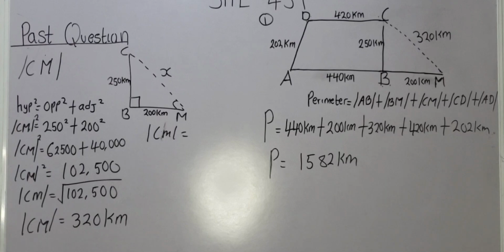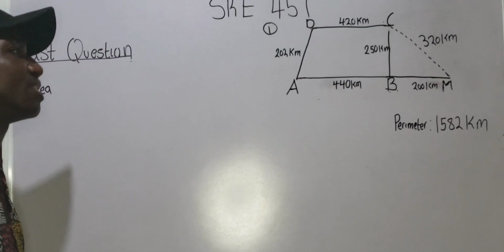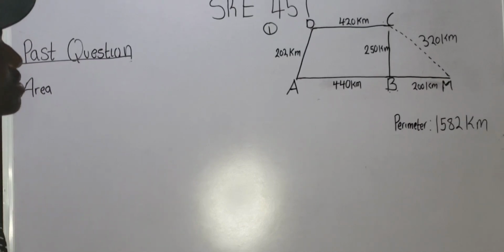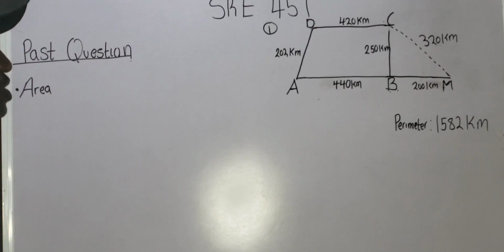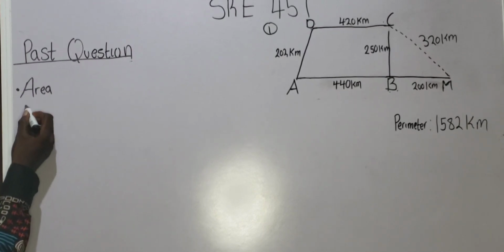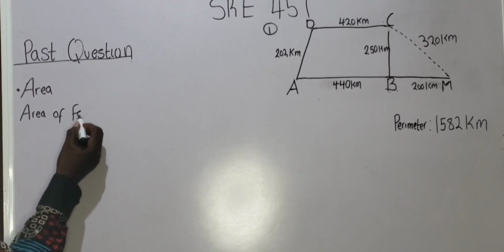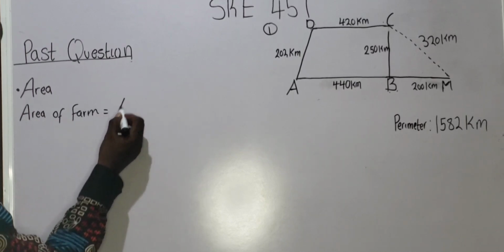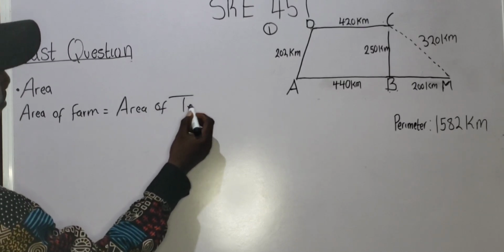Now let us proceed to calculate the area. The area of the farm is the area of the shape that we have there. I asked you the other time what the name of this shape is. The name of the shape is trapezium. So the area of the farm is equal to the area of the trapezium.